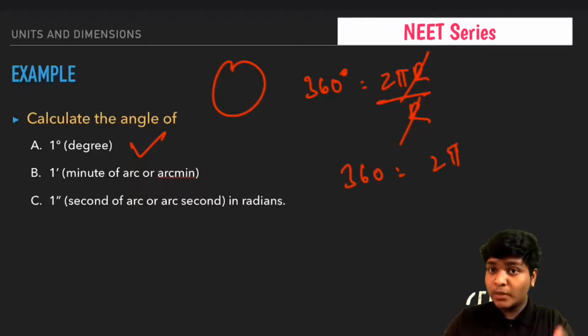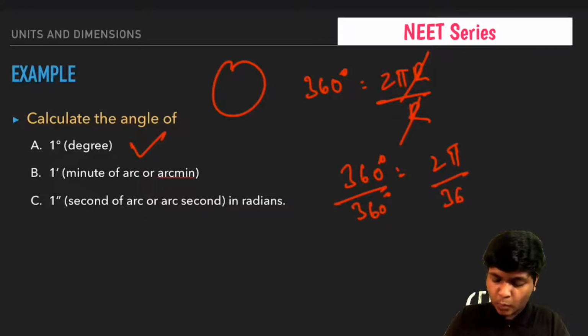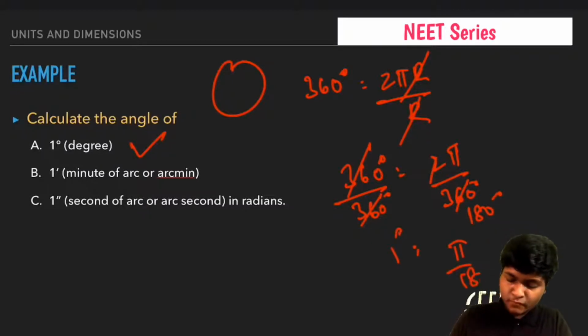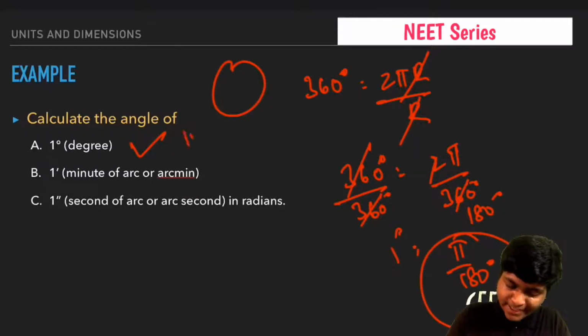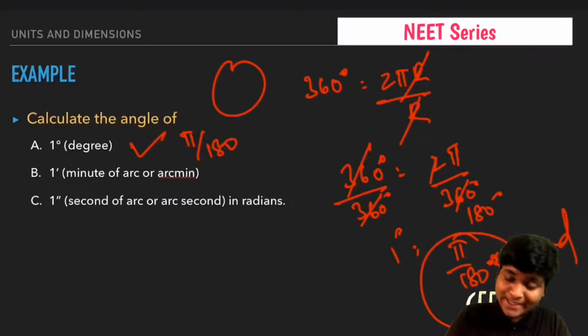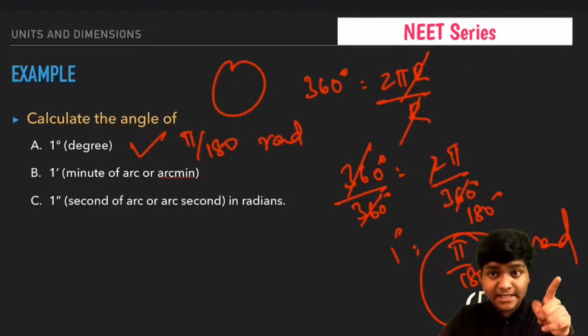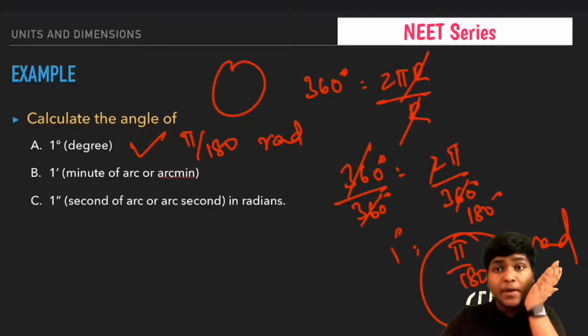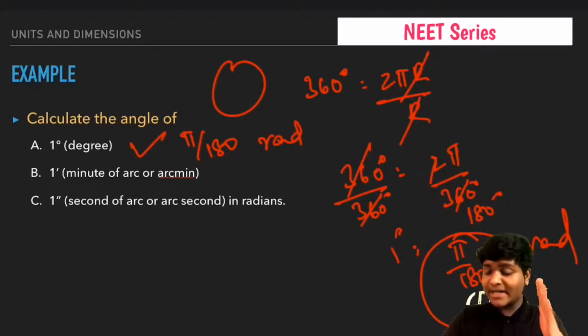So what we're going to do, we need 1 degree, not 360 degrees. So divide 360 on each side, okay. What we're going to get, 1 degree is equal to pi by 180. We have pi by 180, okay. Pi by 180, it's not degrees, it's radians. What is the unit of plane angle? Radians.